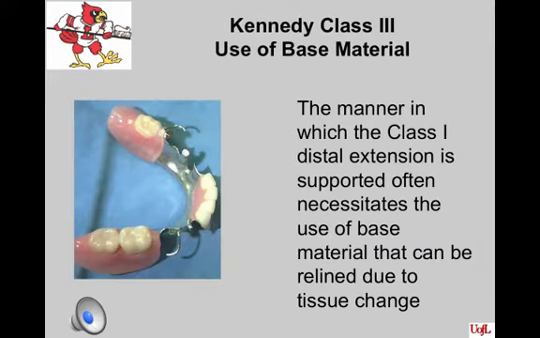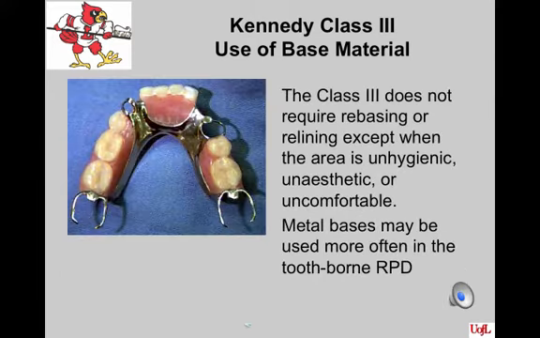The manner in which the class 1 and 2 distal extension is supported often necessitates the use of base material that can be relined due to tissue change that will occur as the ridge resorbs. The acrylic base can be easily relined. The class 3-2 supported prosthesis does not require rebasing or relining of those prosthetic areas, except when the area is unhygienic, aesthetic, or uncomfortable to the patient. This is because no torquing forces are exerted on the abutments.